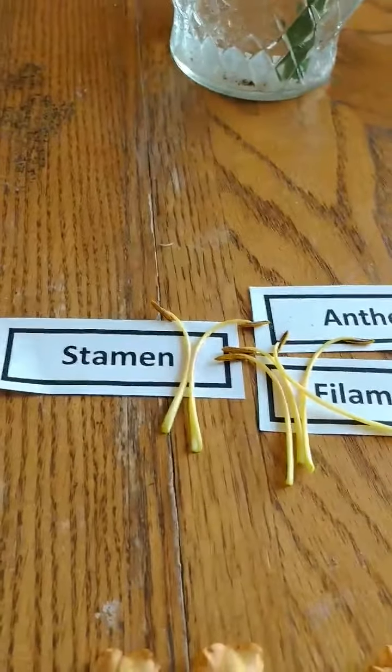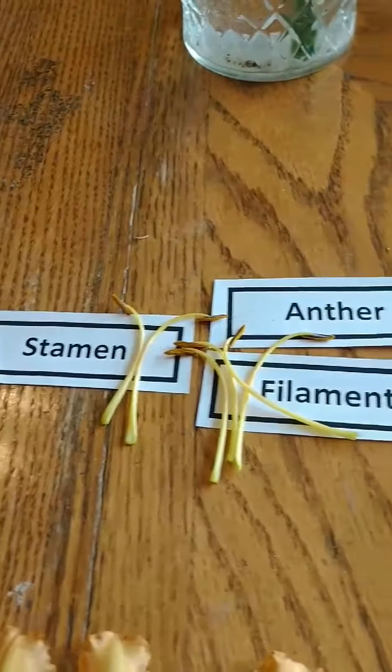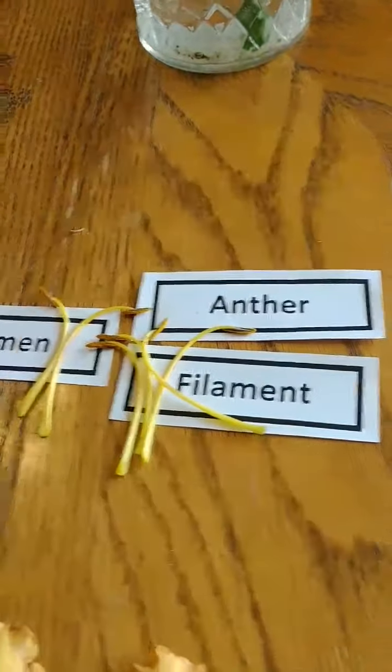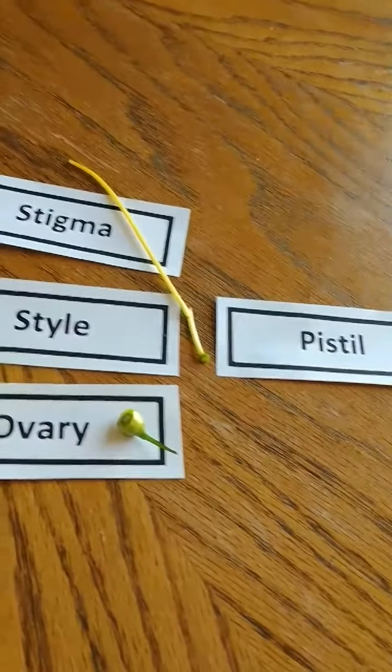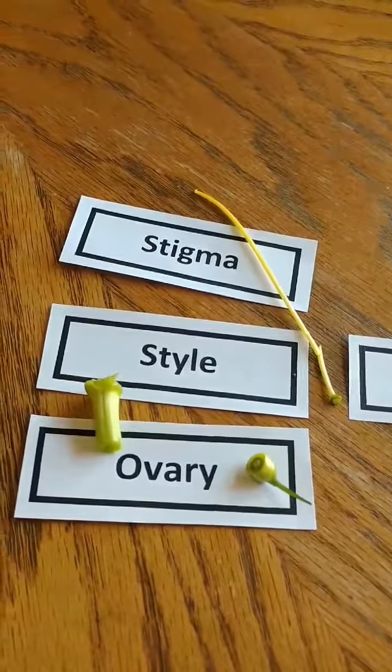So let's look at that again. Boy parts are the stamen, which is made up of the anther and the filament, and then the pistil being the female part, and that's made up of the stigma, the style, and the ovary.